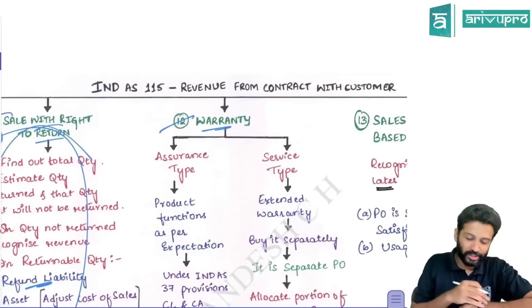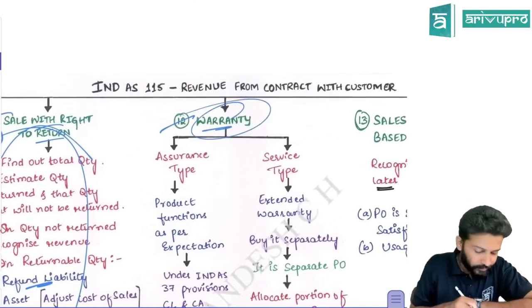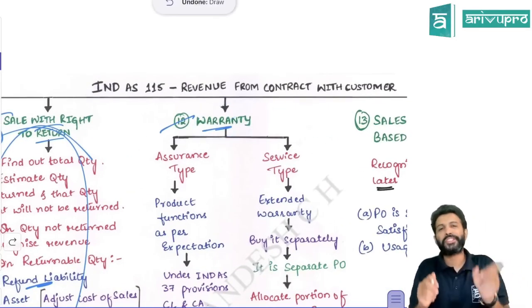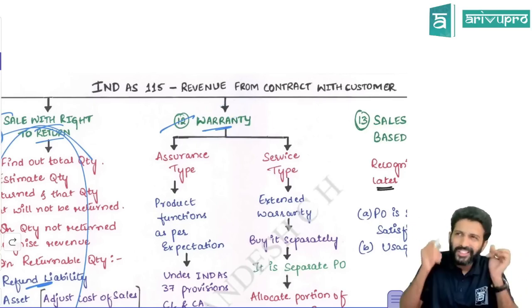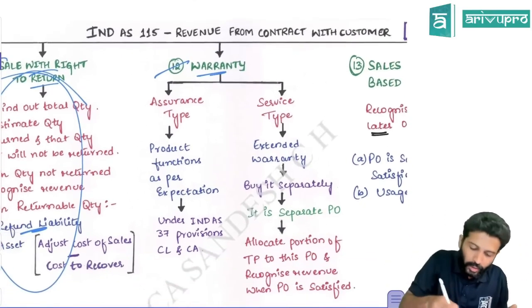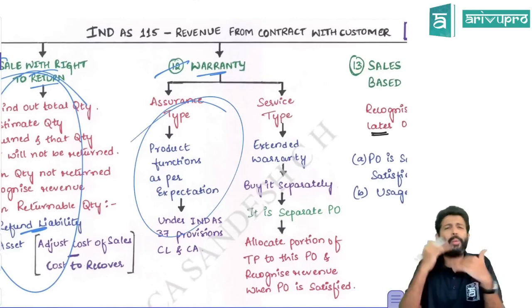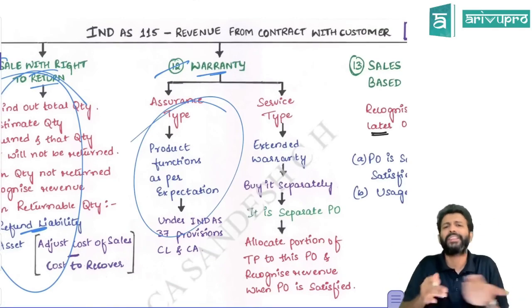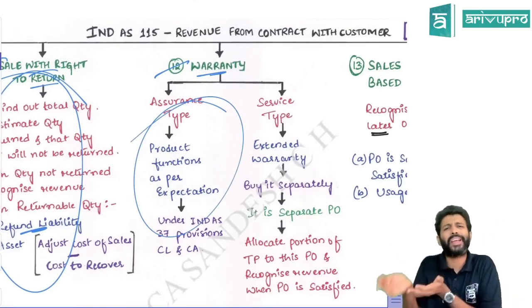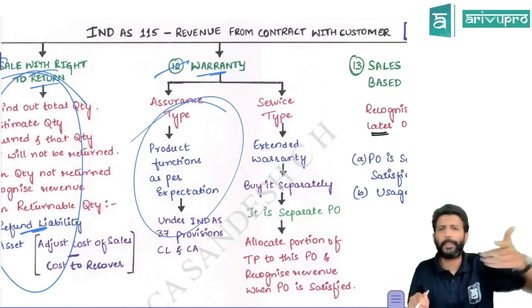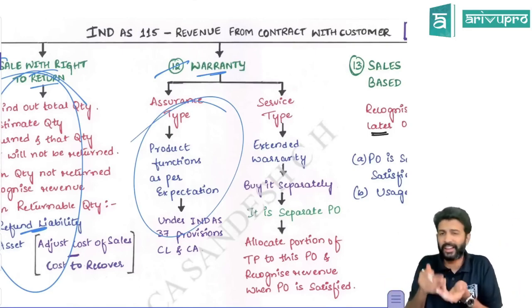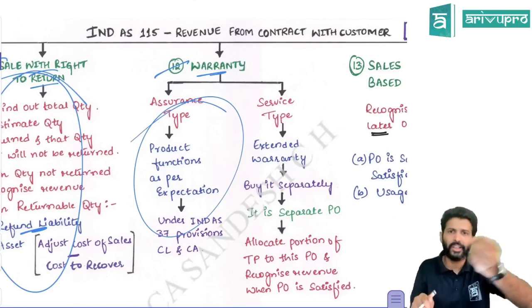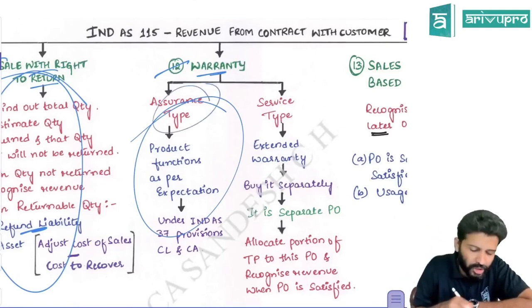All right. Let's come back to this particular topic now. Warranty. If you have a warranty, first check whether it is an assurance type warranty or a service type warranty. Assurance type warranty means a warranty given to make sure that the product works as per the specification. If you buy a laptop, they'll give you a warranty of 1 year. If something happens within 1 year, the seller or the manufacturer will either repair the defects or replace the product. That is an assurance type warranty.